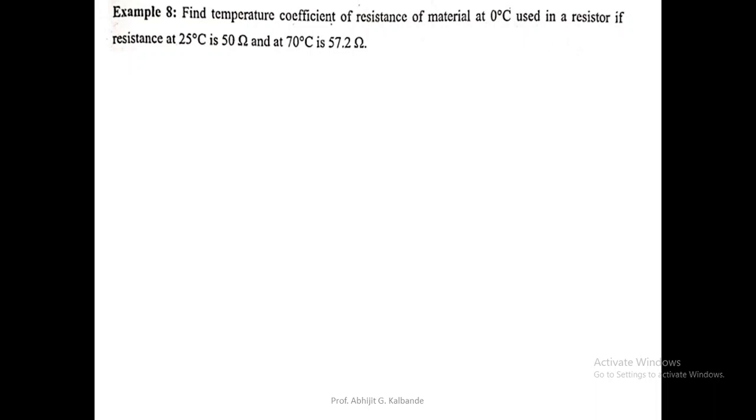तो लेट मी फर्स्ट न्यूमेरिकल इन फ्रंट ऑफ यू। Find the temperature coefficient of the resistance of a material at 0 degree Celsius, which is used in a resistor. If the resistance at 25 degrees Celsius is 50 ohm and at 70 degrees Celsius is 57.2 ohm. It means we have to find here the temperature coefficient.